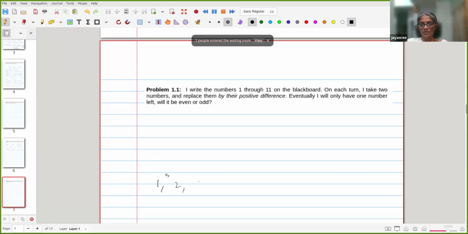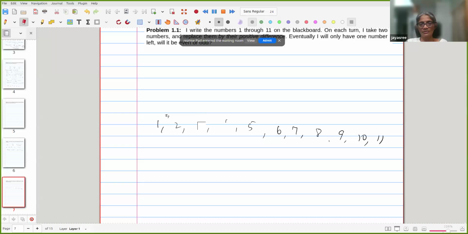Let me have 1, 2, 3, 4, 5, 6, 7, 8, 9, 10 and 11. Now what will I do? I will delete 2 of these. Say let me delete 4 and 3, and the difference is going to be 1, right? So instead of 4 and 3, I will write 1 there. Now we can take any other 2 numbers and replace them by the positive difference. Like if we take 7 and 9, it is 2. 9 minus 7 is 2. So this is how I am going to do it.